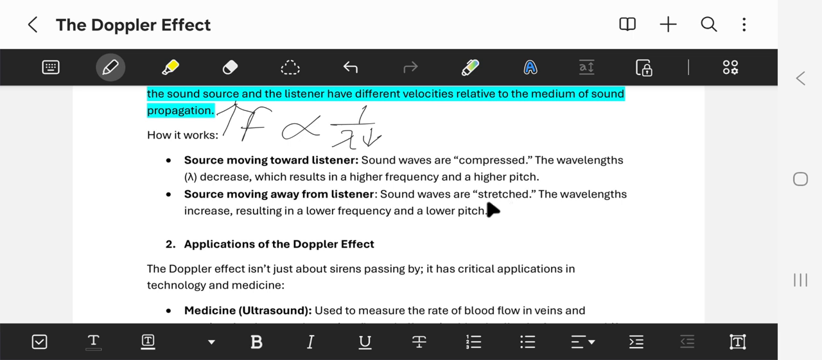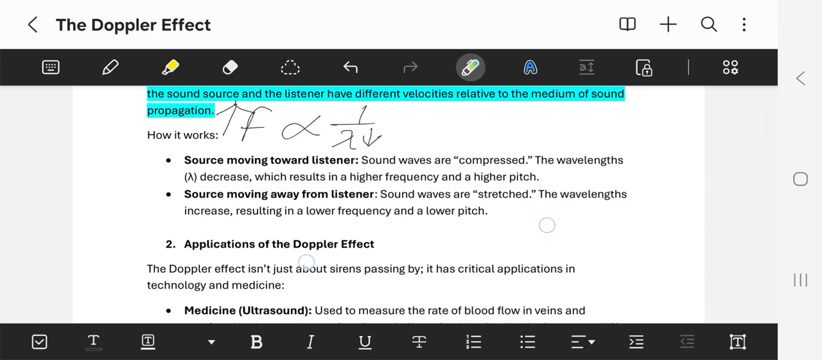And if the sound waves are being stretched, what does that mean? The sound waves being stretched means that we now have wavelengths that have increased. So the situation will be the opposite of this. And if the wavelengths have increased, we should then have a low frequency and a low pitch. Thus, that inversely proportional relationship which we talked about. Okay, so those are the things that we need to know when it comes to this topic.